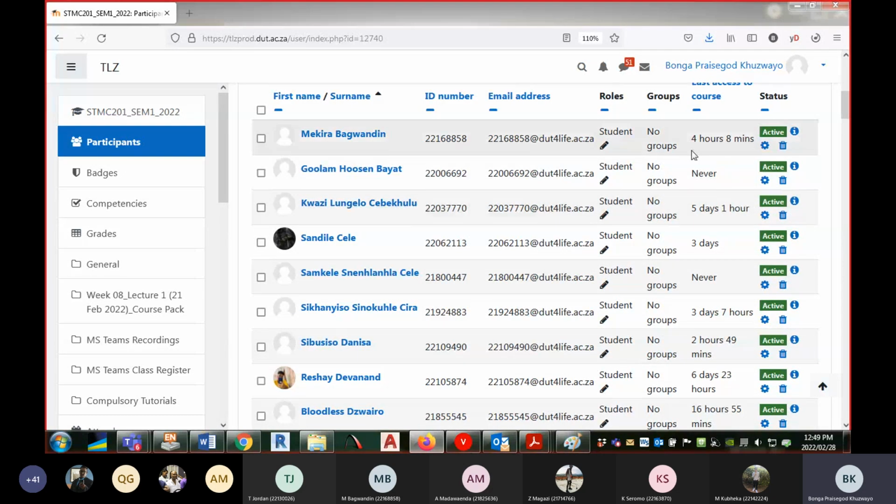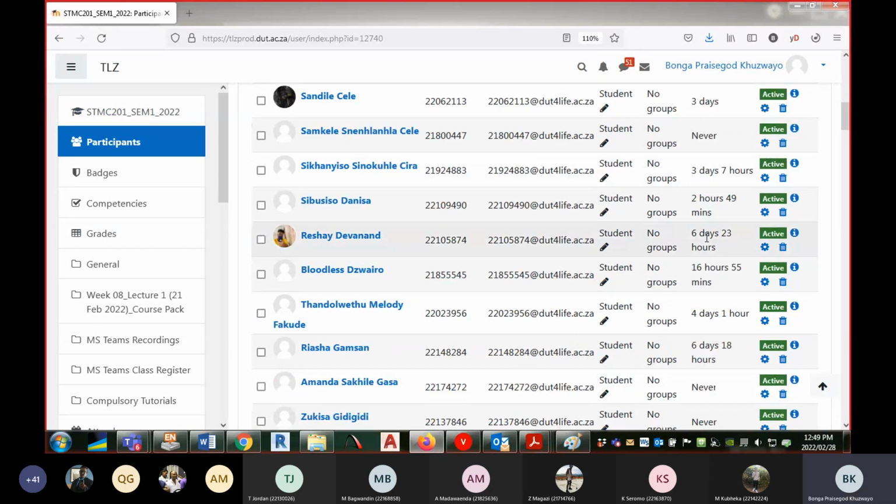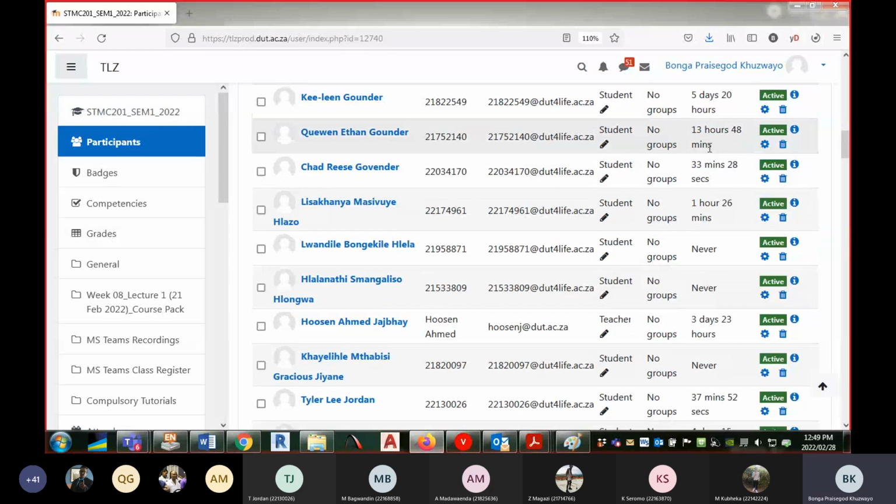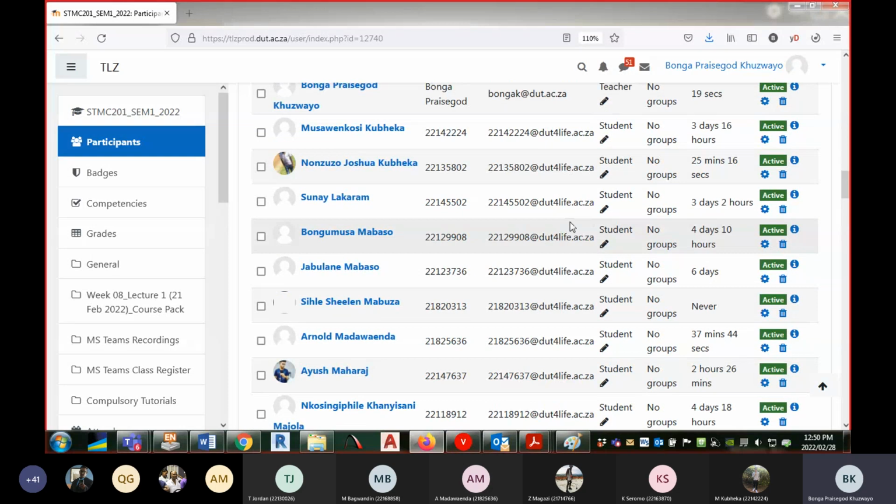So if I look, for example, here on my module, this is the module we're currently doing, I can immediately see, for example, that the student Bayat has never logged into Moodle. In fact, yesterday I selected these students and sent them a message, which I think is actually an email, not an SMS, requesting them to log into Moodle.